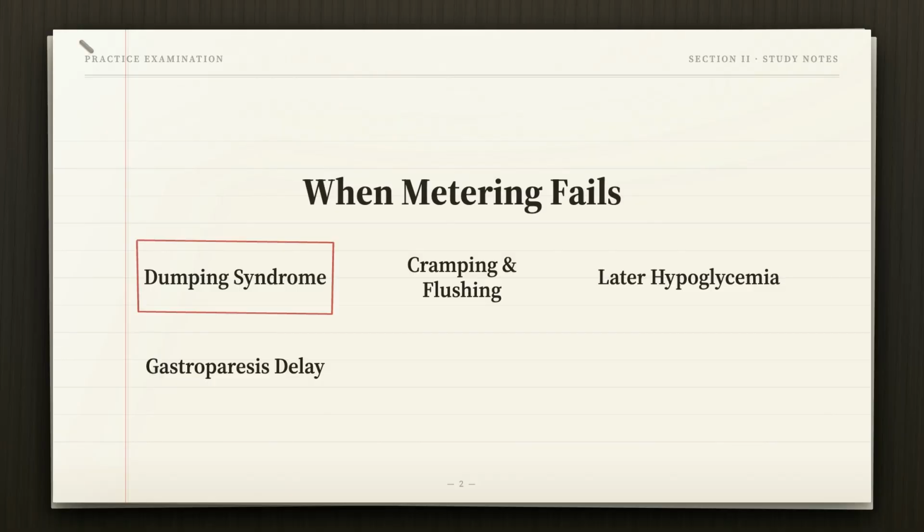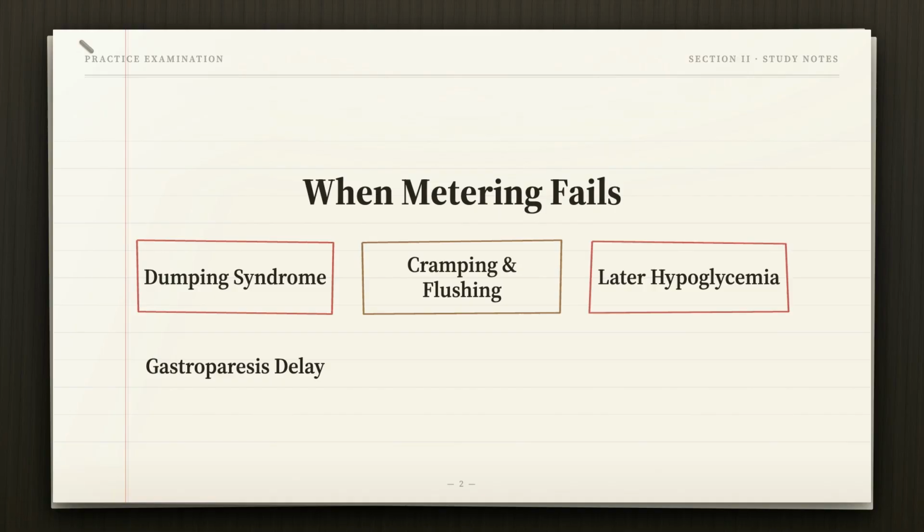Lose this metering surgically and dumping syndrome results, with cramping, flushing, and later hypoglycemia from a rapid insulin surge. Lose it the opposite way, through diabetic gastroparesis, and emptying is delayed. Unpredictable emptying makes insulin dosing much harder.